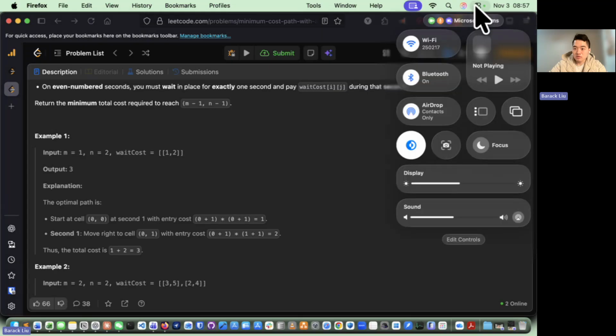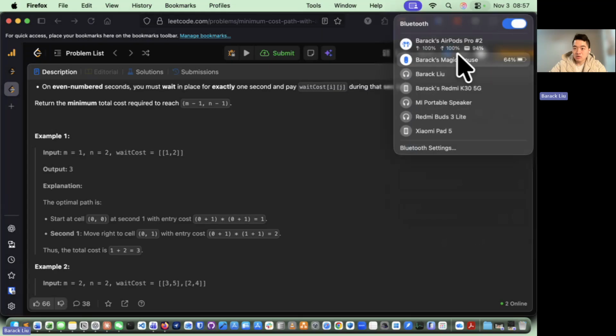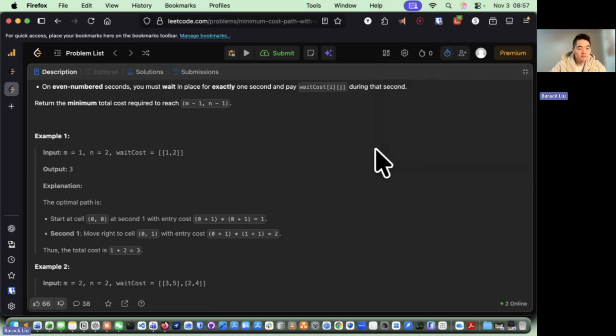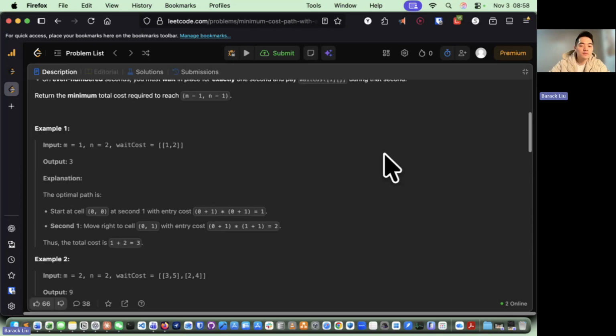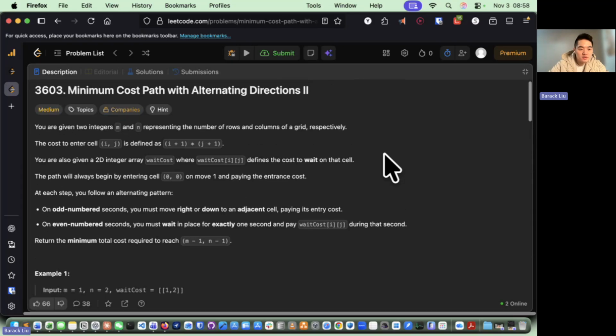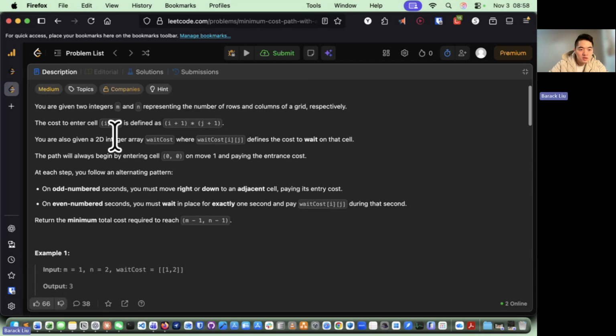Let me check, okay, the headset is connected. Good. So input: m is 1, n is 2, waitCost is [1, 2]. waitCost, what's waitCost? Okay, the cost to wait in that cell. 1, 2.